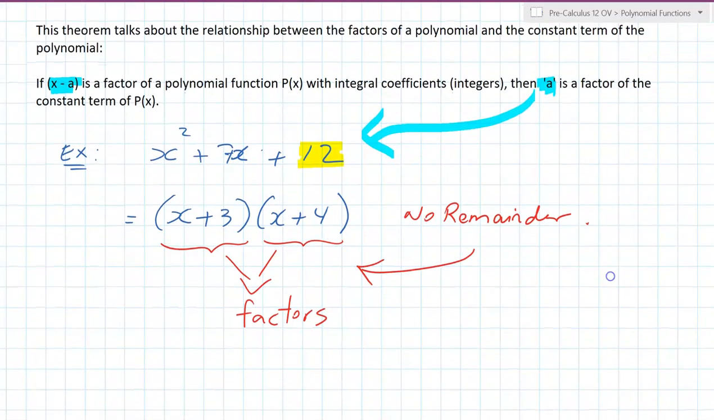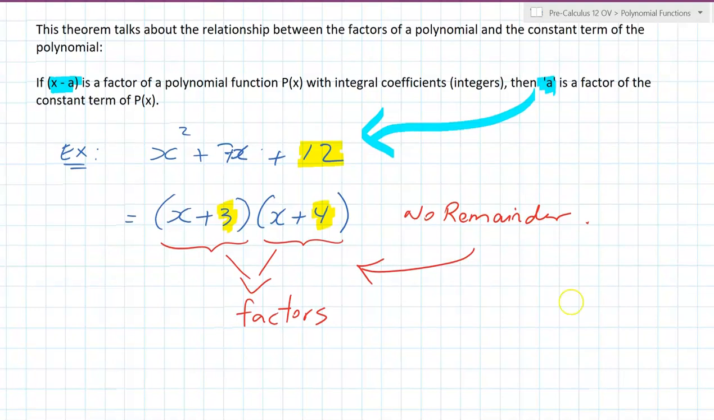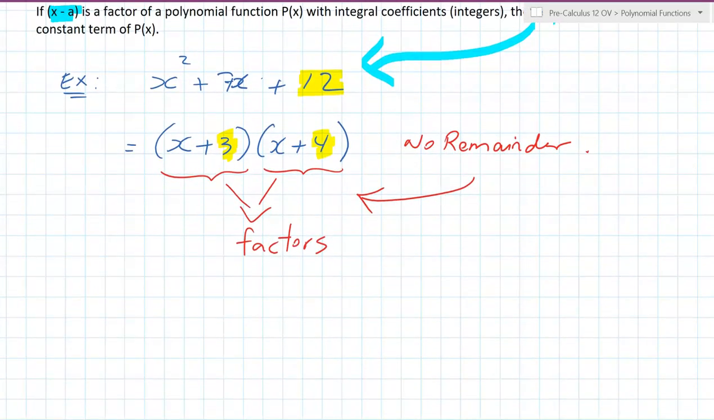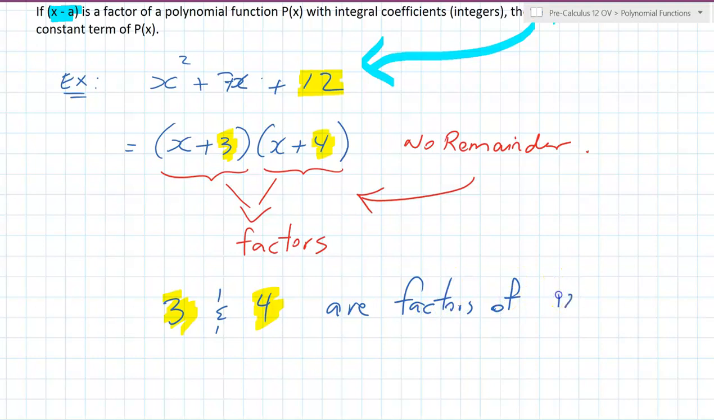Now look at what 3 and 4 are in relation to 12. Well, 3 and 4 are factors of 12. So make a note that 3 and 4 are factors of 12. Now we already knew that, so that's okay. But what if you didn't know that?